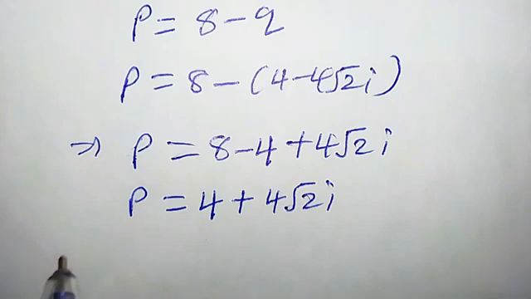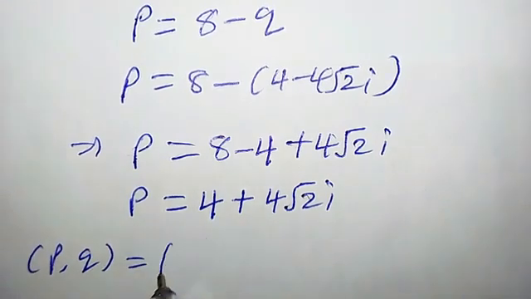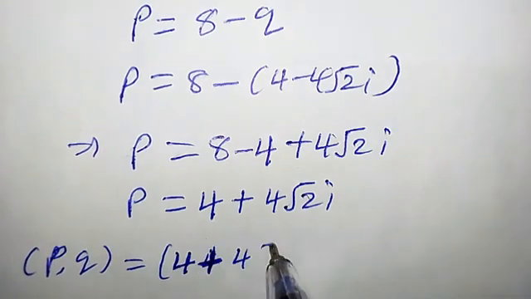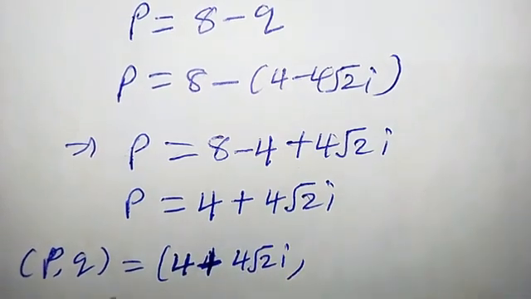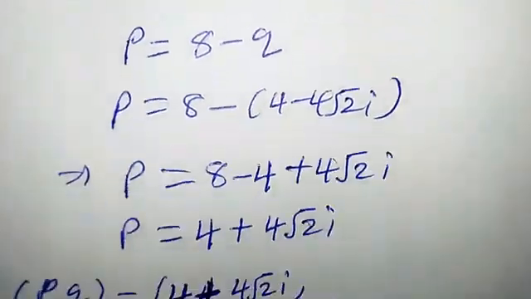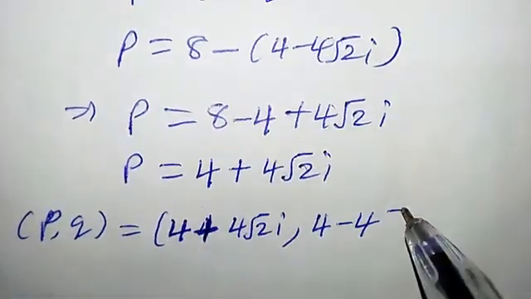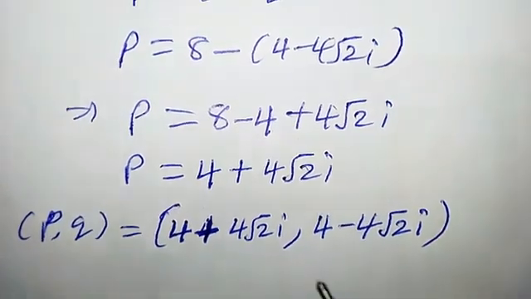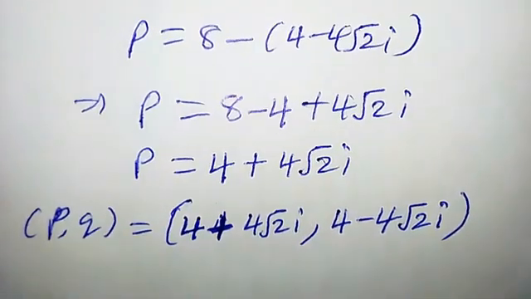Thus, the second solution, which is P comma Q, is equal to, what is P? This is P, 4 plus 4 root 2 i, comma, what is Q? This is Q, 4 minus 4 root 2 i. This is the second solution for the value of P and Q.